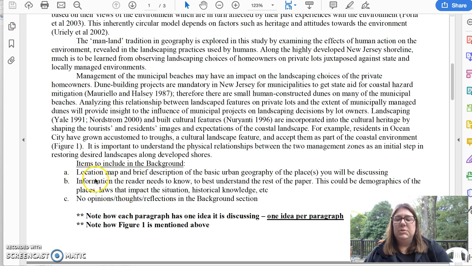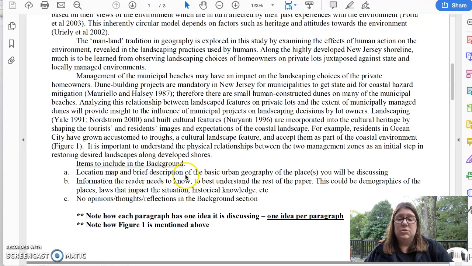So in your background, you will absolutely have a location map. You will show where your urban places are. You will have a basic location map showing where it is in the state it's in, right? A zoomed out kind of an overview of the location. You might also need to zoom in and show particular neighborhoods on another map. It could be in your introduction. It could also be later in the paper, okay?